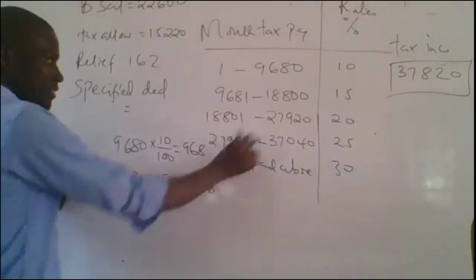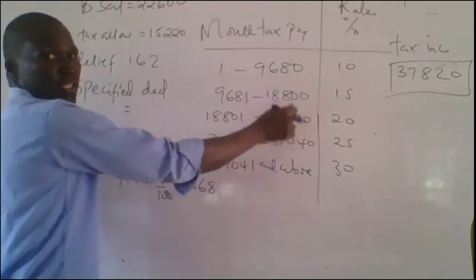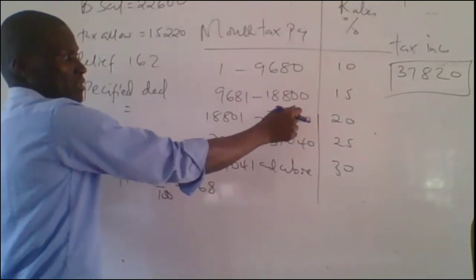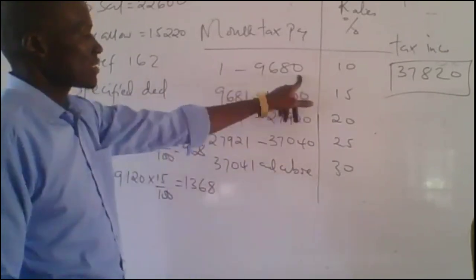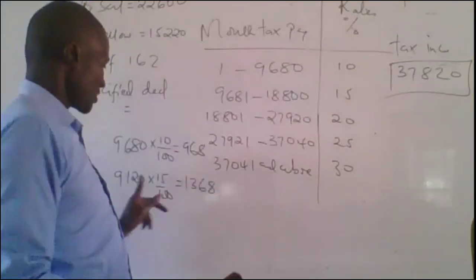Minus 1,800. Yes, this minus this. We are getting the amount in the slabs. That's the easiest way to do it. So the first one we got, this one we used 9680. The second one is this minus this, which is 9120.